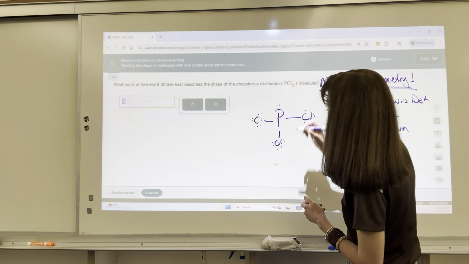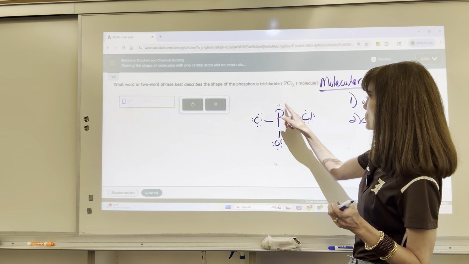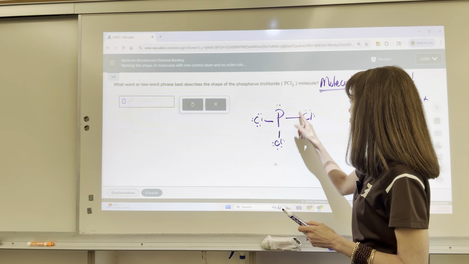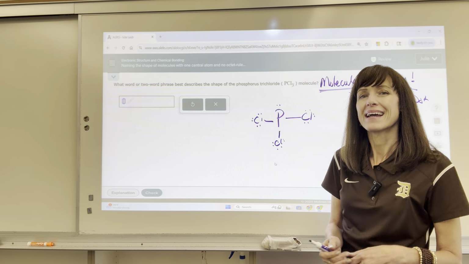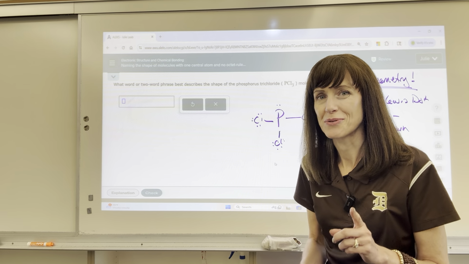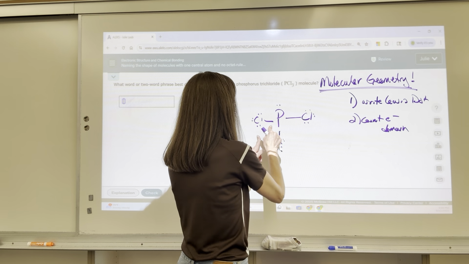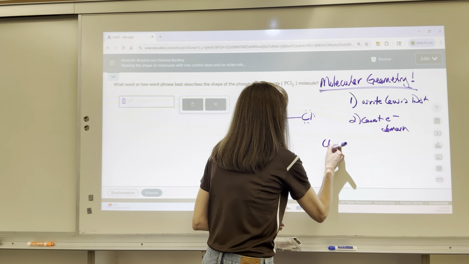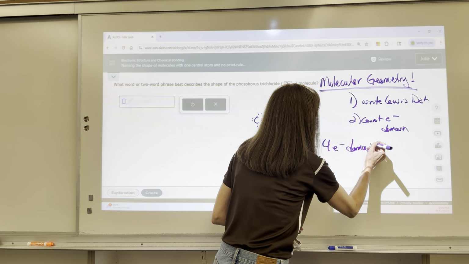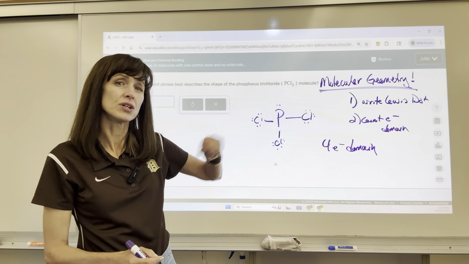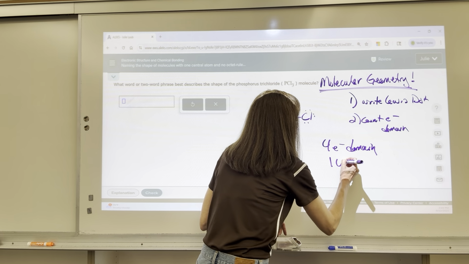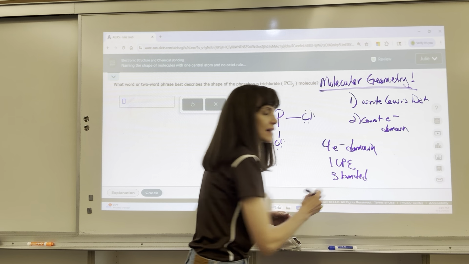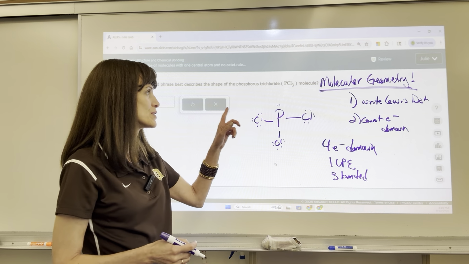And then let's check it. The phosphorus senses 2, 4, 6, 8. Hooray! It is a full octet. And each of the chlorines senses 2, 4, 6, 8, a full octet. Okay, now let's count electron domains. We have 1, 2, 3, 4. Remember, I said a lone pair can also be an electron domain. We've got 4 electron domains, but I'm going to be super specific since we need the molecular geometry. We've got 1 lone pair and then 3 bonded electron domains.